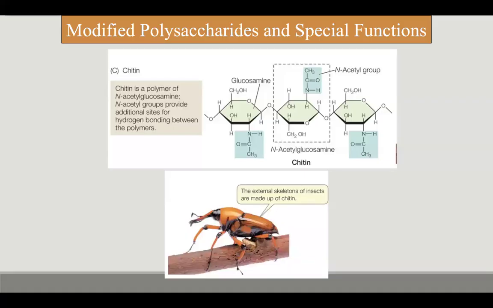And now, why is this important? Chitin is commonly found as the exoskeleton of insects. Because of that, the N-acetyl group helps create these hydrogen bonds, strengthens it, which makes the exoskeleton of insects stronger as well.